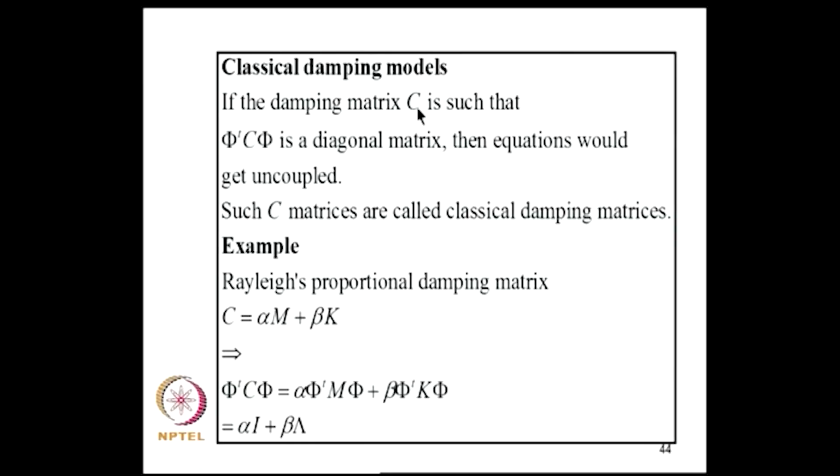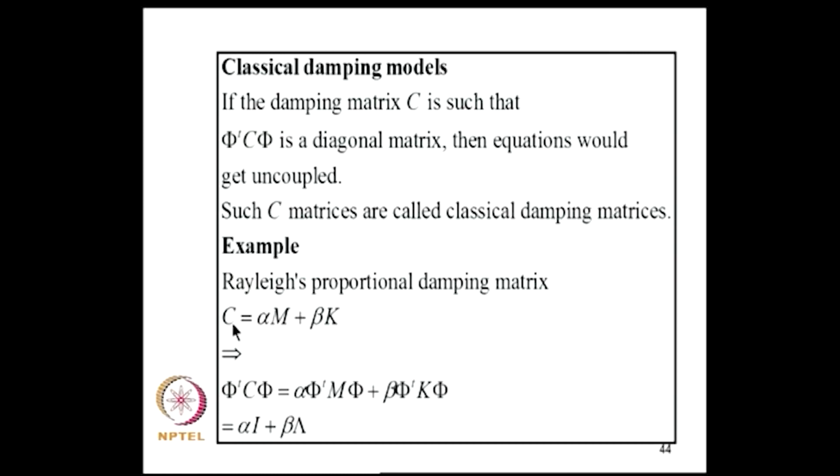Now, it is here that we introduce the notion of classical damping. If we select only those C matrices which satisfy the requirement that phi transpose c phi is a diagonal matrix, then the equations would get uncoupled. Such C matrices are called classical damping matrices. One example is the so-called Rayleigh's proportional damping matrix. If we take C as alpha m plus beta k, that means the damping matrix is linearly dependent on the mass and stiffness matrices. From a physical point of view, you must understand that there is no justification for this; it is only for the sake of mathematical expediency that we are using this model.